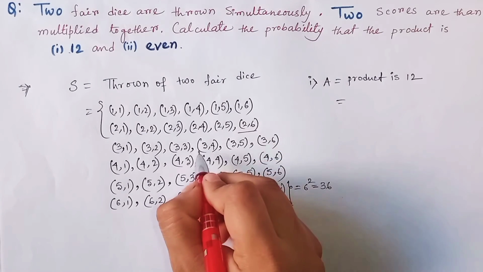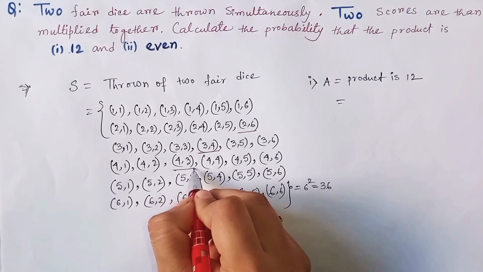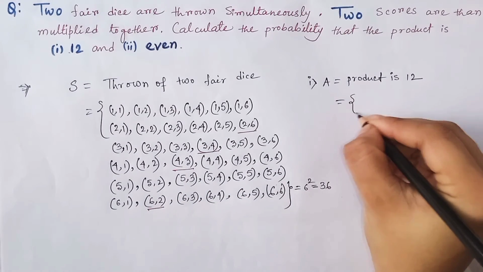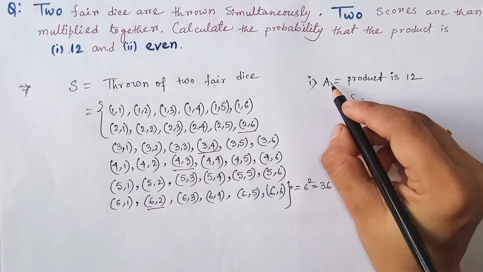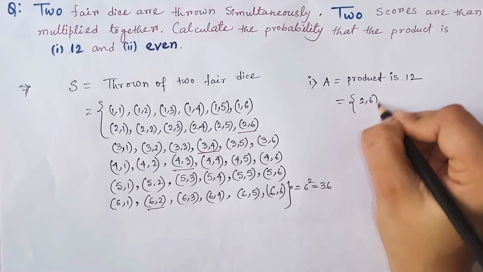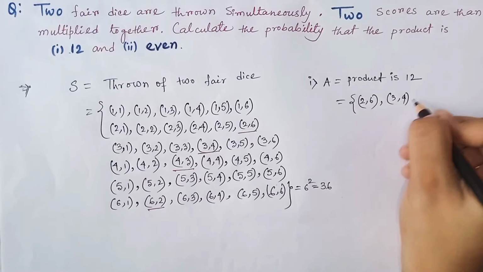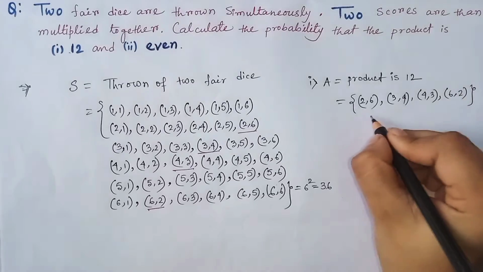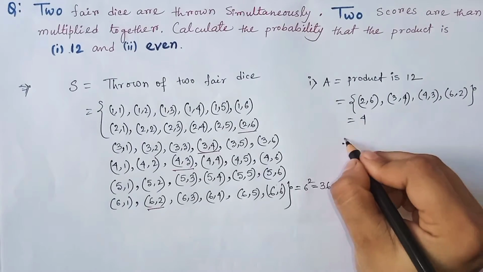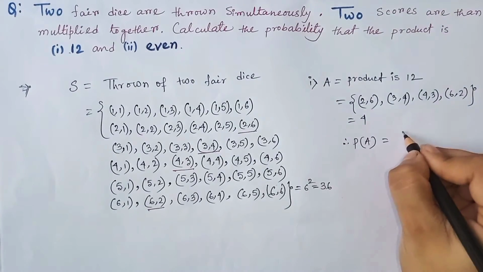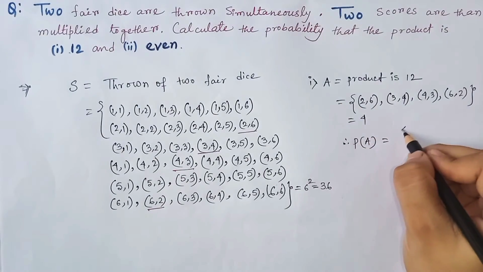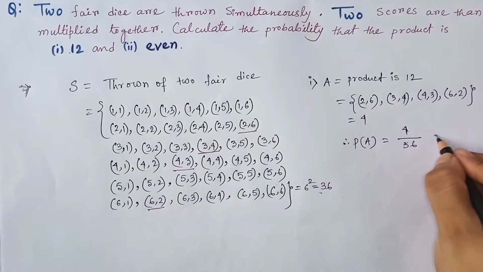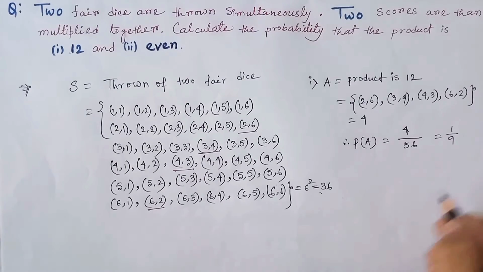2 into 6 is 12, 3 into 4 is 12, 4 into 3 is 12, and 6 into 2 is 12. So there are four possible outcomes contained by the event A: 2 6, 3 4, 4 3 and 6 2. Therefore the probability of A is equal to the event points of A, which is 4, divided by the total points, which is 36. So 4 by 36, that means 1 by 9.